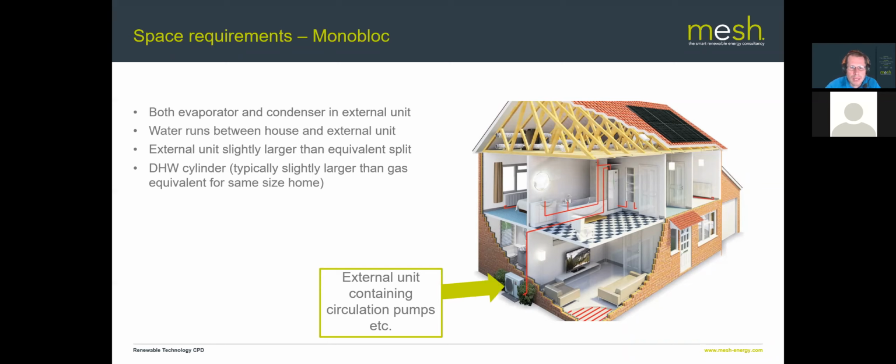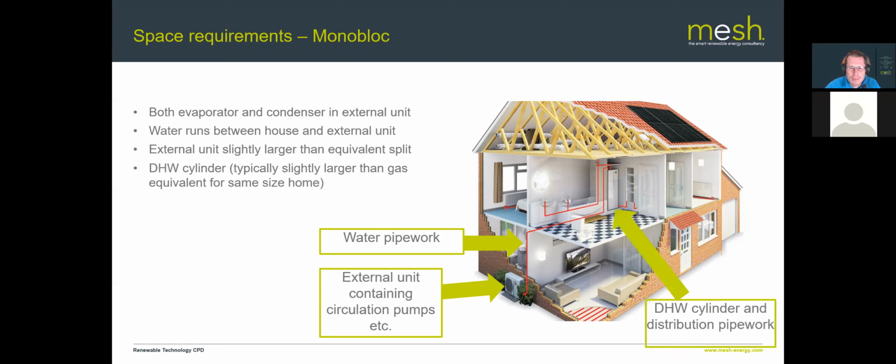So here's our external unit. That contains all the pumps, etc. You'll see I've used the same diagram for all these. The water pipe work runs into the house, and your domestic hot water cylinder and distribution pipe work is all in that box in the bathroom in this case. So this is a sort of nice, neat, fairly typical monoblock installation.